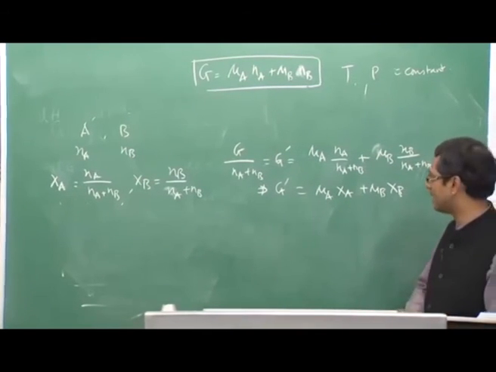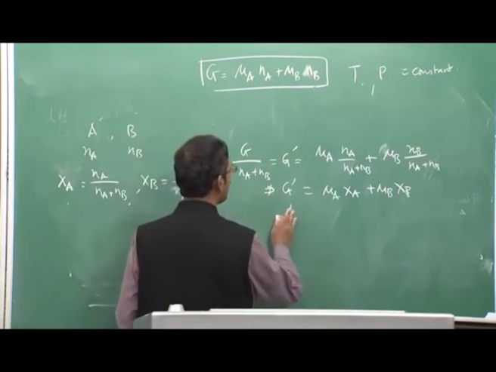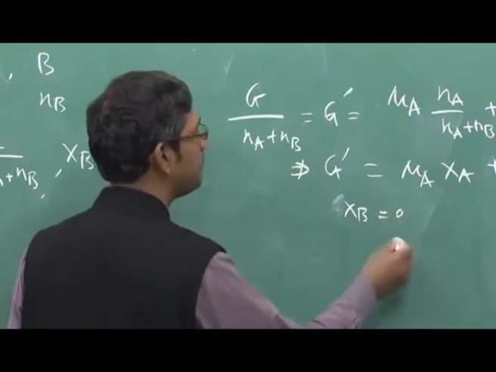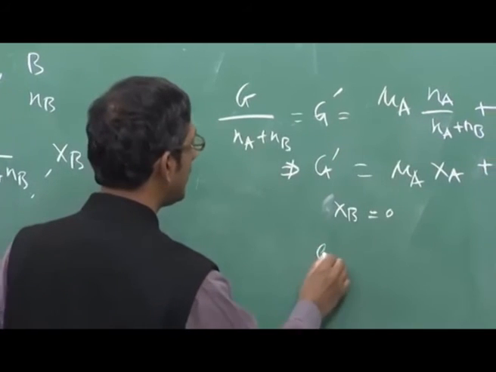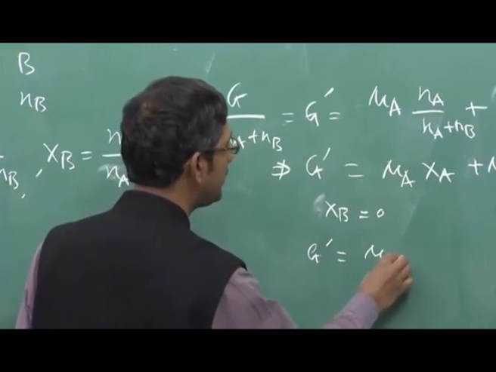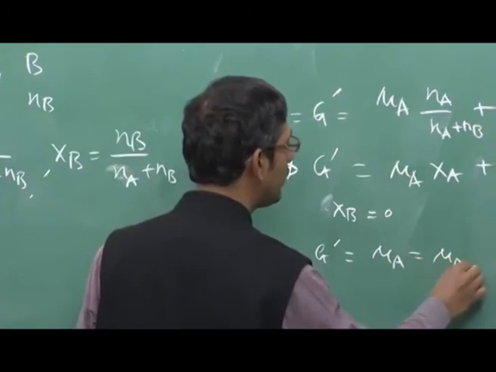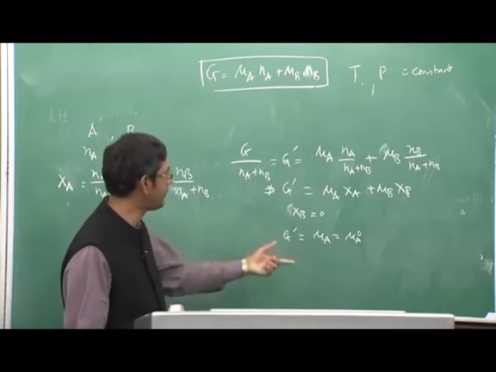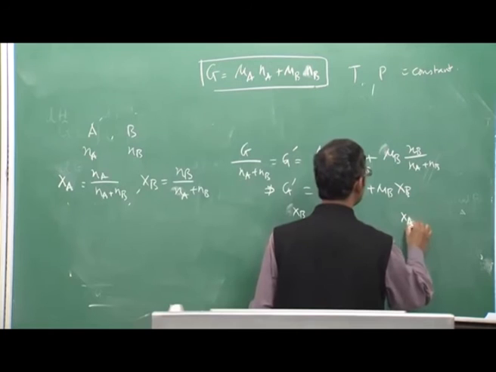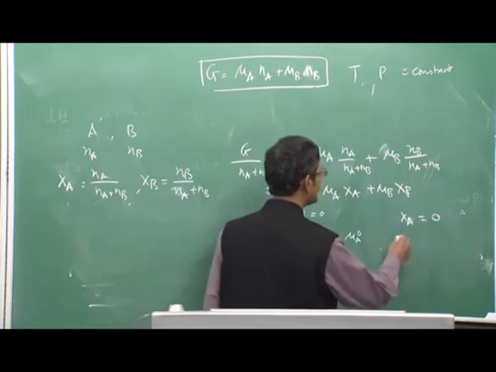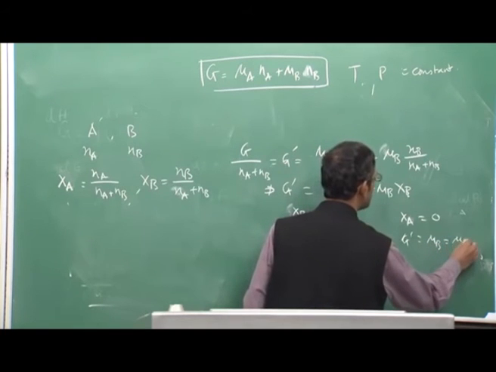So now it is very clear. For any pure component, suppose you have only A, then Xb is 0. If B is not present, then Nb is 0, and Nb being 0 means Xb is 0. Then G prime becomes mu A, because Xa is 1, and this is known as mu A 0. By thermodynamics we define it. Similarly, if there is no A in the system, Xa becomes 0. So G prime becomes mu B, and we write that as mu B 0.